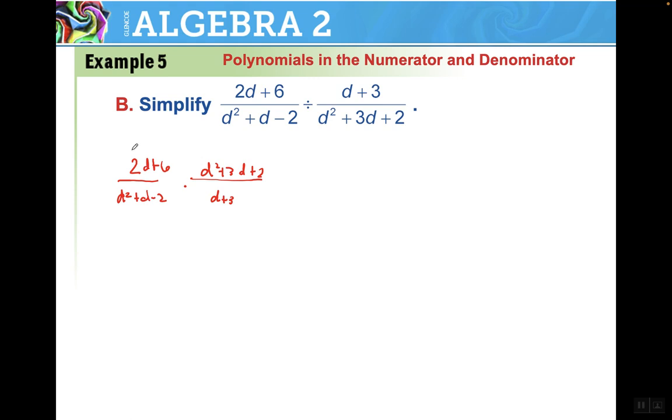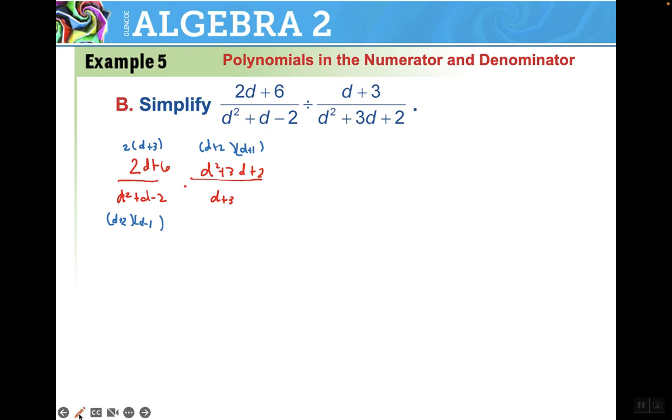This numerator on the left side, I can take out a GCF, which is 2, so I'm left with 2 times d plus 3. The denominator, I'll have to factor into two binomials: d plus 2 and d minus 1, because 2 times negative 1 is negative 2, and added, it's a positive 1. This lower right-hand expression is as factored as it can be, and the upper right-hand one we can factor into d plus 2 and d plus 1.